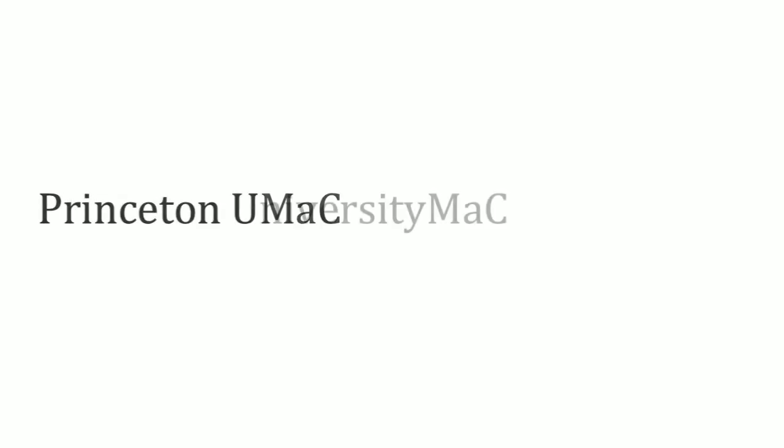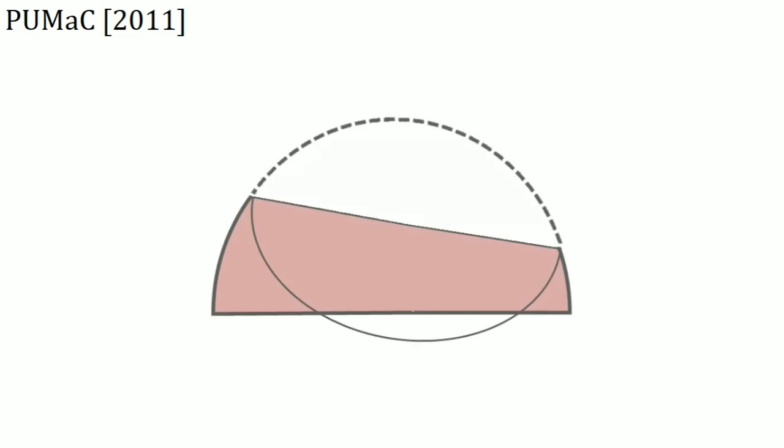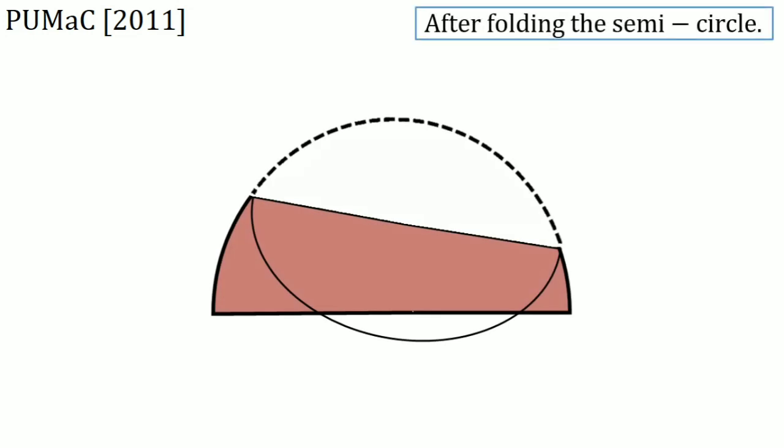Hi everybody, today I have a nice geometry visualizing question for you from PUMaC. It is the Princeton University Mathematical Competition. From 2011 PUMaC we have a semicircle, and this semicircle gets folded from a point. This is the figure which we get after folding the semicircle, and these dashed lines form the pre-image of the semicircle.